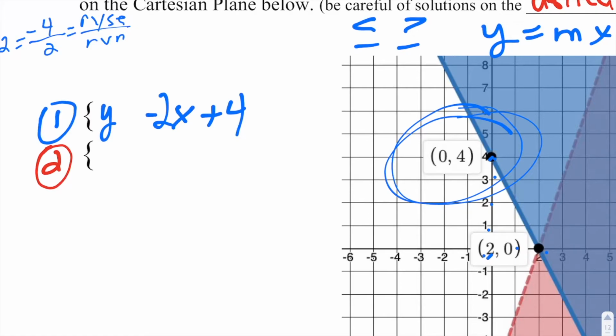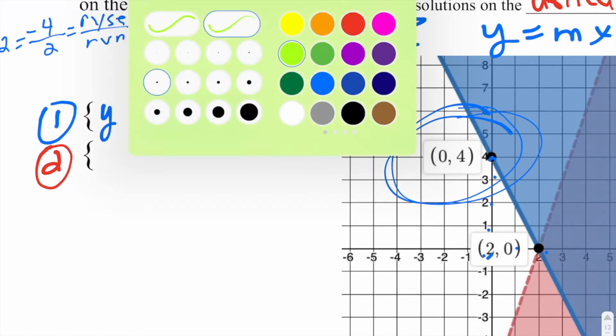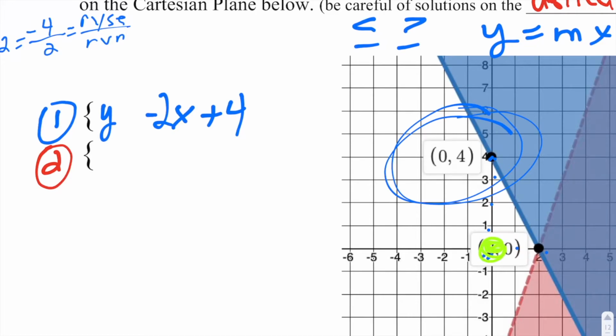We just have to figure out which way the symbol is going to go. So let's put in 0, 0. Because 0, 0 is right here, and we know it's not part of the solution, this is going to have to make this false. So with equation 1, we have 0, and then negative 2 times 0 is just going to be 0. So we're going to have 0 and then 4, right? Because 0 plus 4 is just 4. And we need to make this false.